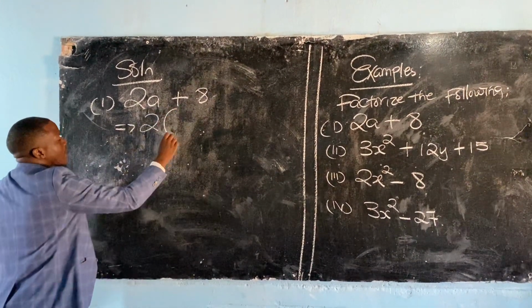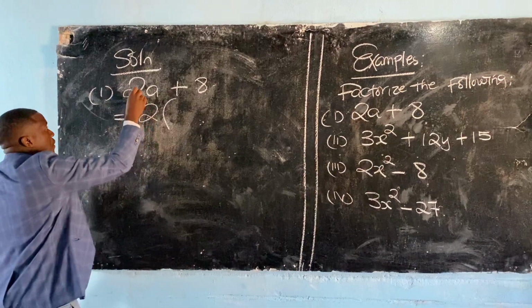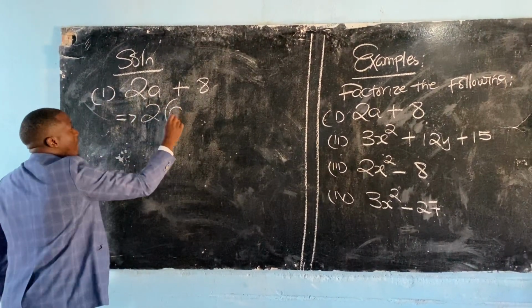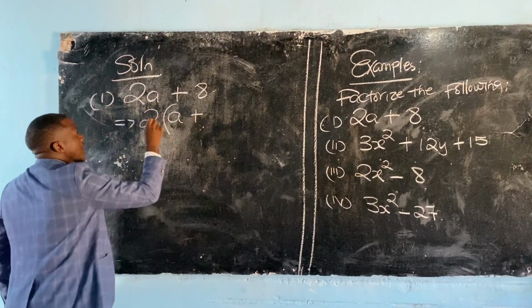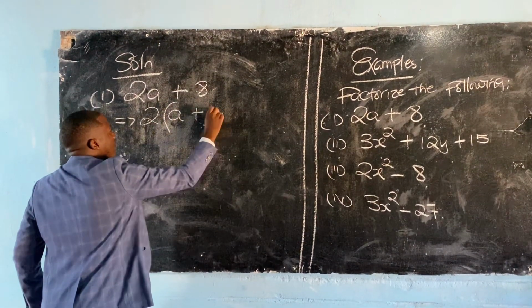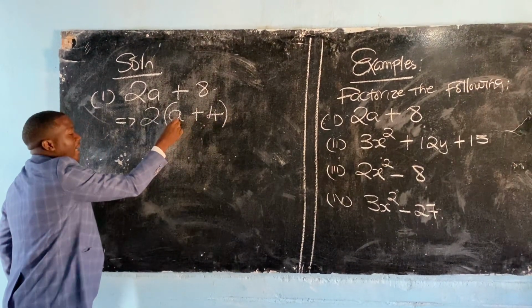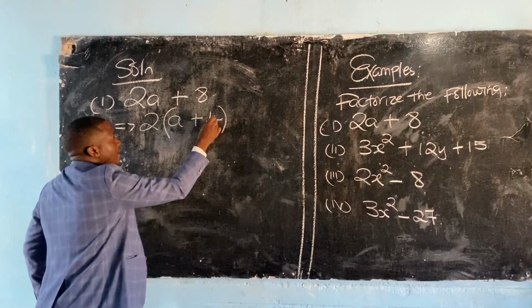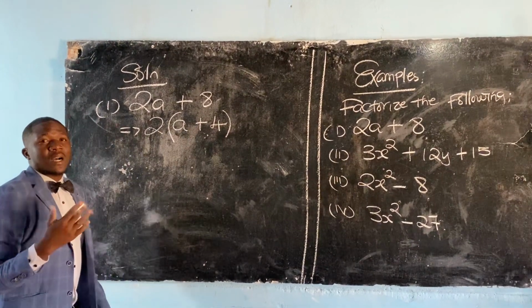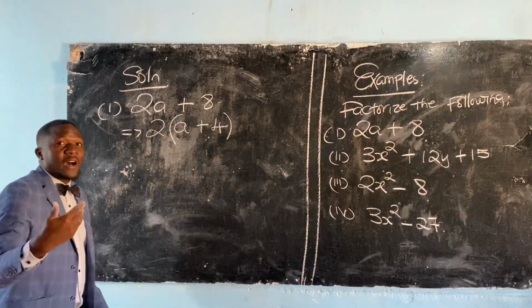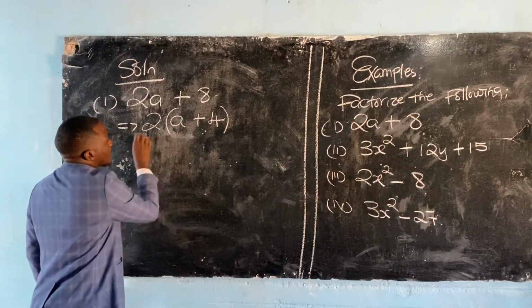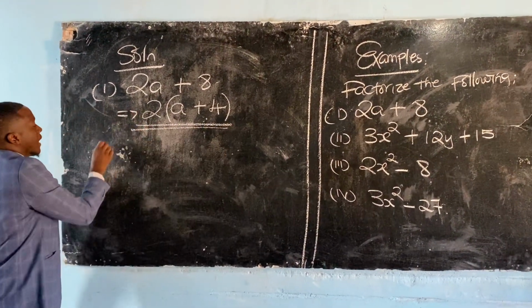Then we introduce the brackets. 2 into 2 is going to cancel out, thereby leaving a, plus 2 into 8 is going to give us a 4. Now that a is a variable, 4 is a digit, it simply means these are unlike terms and can never be further added. Hence, we are going to say this is our answer.